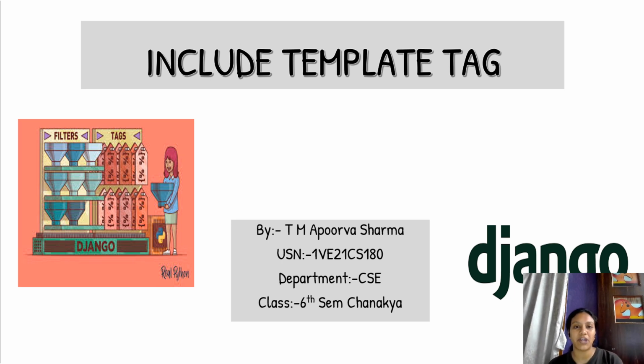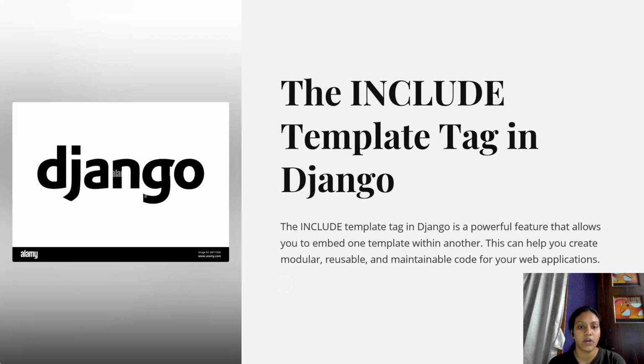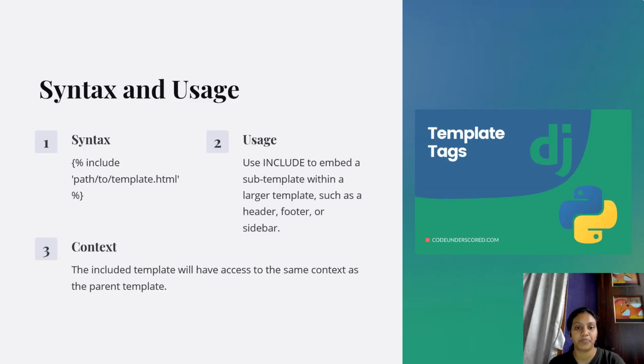As we all know, Django is usually used to develop web applications or different games, etc. So how we are incorporating the include template tag in Django is what we are going to be seeing in this video. The include template tag in the Django framework is a powerful feature that allows you to embed one template within another. This can help you create modular, reusable, and maintainable code for your web applications.